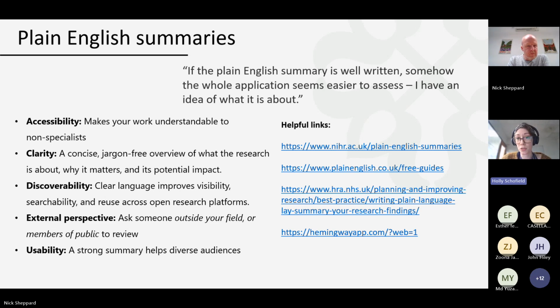But plain English summaries can be used in other ways as well, so it can help with the discoverability of your research. I think in terms of ensuring that it is in accessible language, it's great to get external perspective. So ask someone outside of your field or members of the public to review it. And obviously, a strong summary will help diverse audiences understand your research.